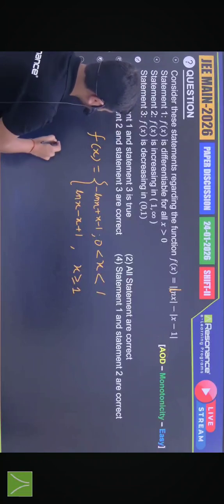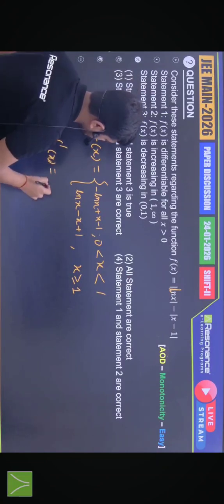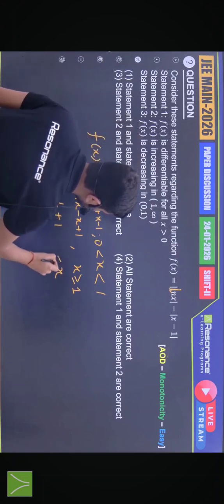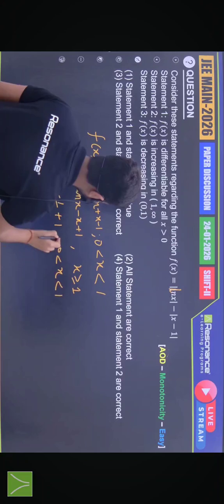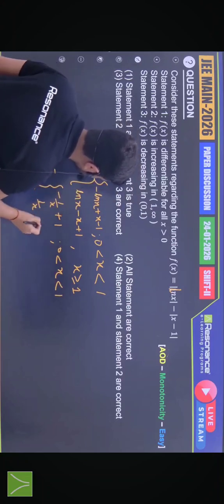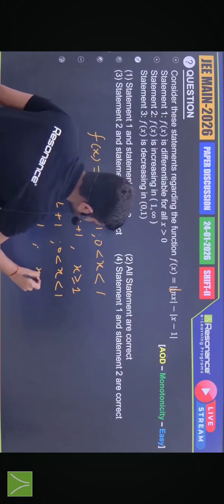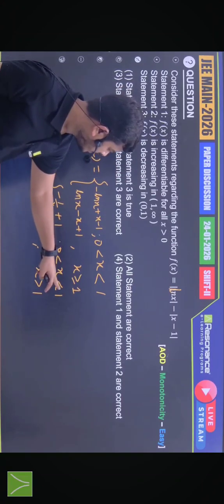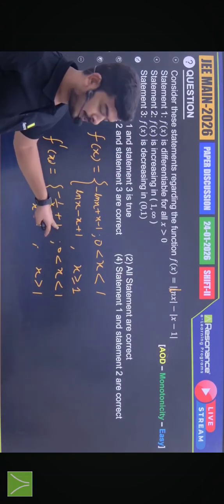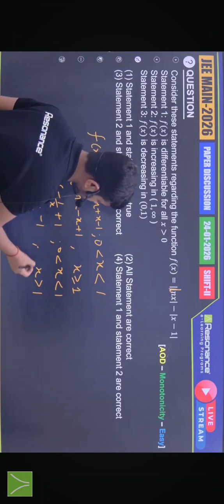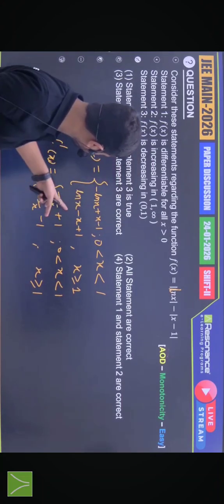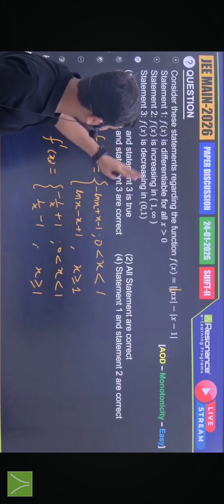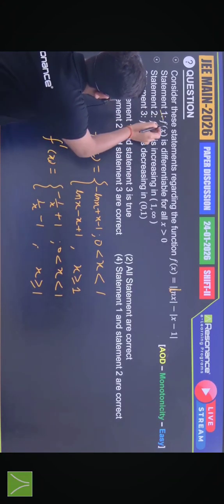So you can directly differentiate this function. You will get minus 1 by x plus 1 for 0 to 1. And this one is 1 by x minus 1 for x greater than 1. Now check at 1 continuous or not. If you put 1, minus 1 plus 1 is 0, and here also 0, so this is continuous at x equal to 1, means this function is differentiable at x equal to 1. So this function is differentiable everywhere for x greater than 0. First statement is correct.